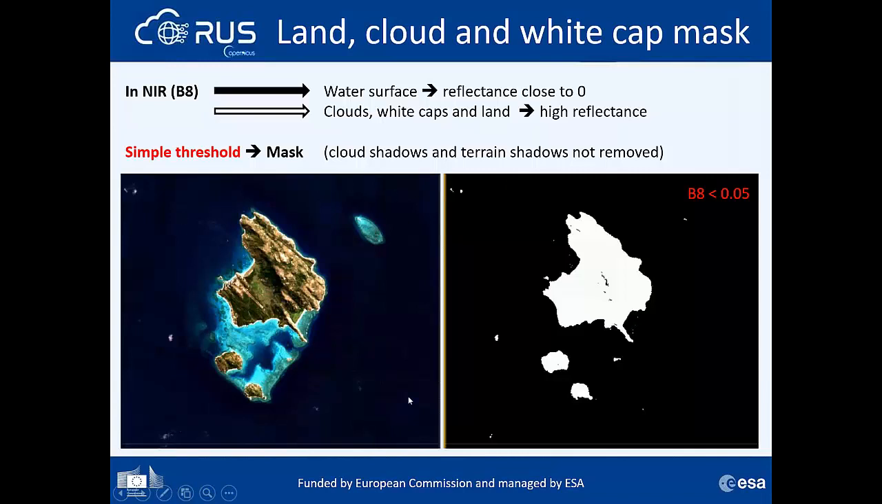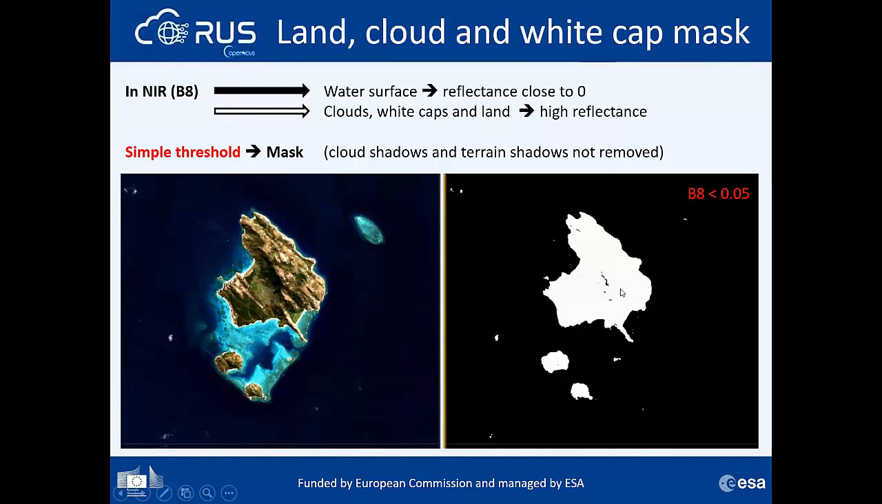So this is the natural color image that we created. And this is a mask, if I apply a threshold to band 8, which shows all the values that are higher than 0.05 as white. So all the values that are higher than 0.05 show as white in this case.